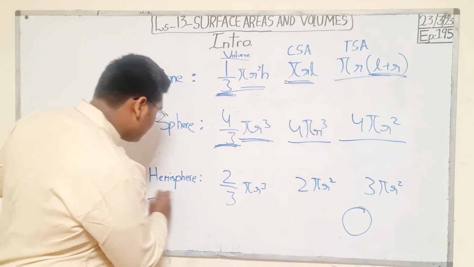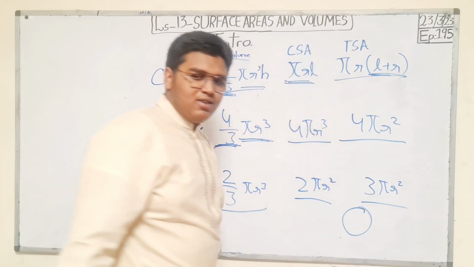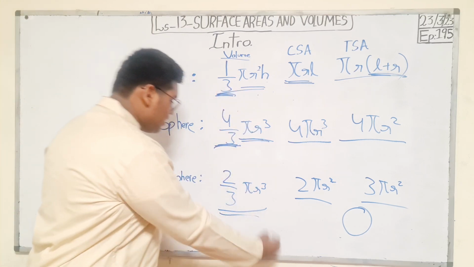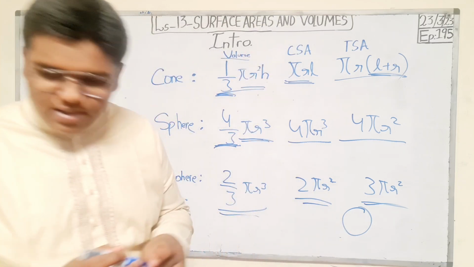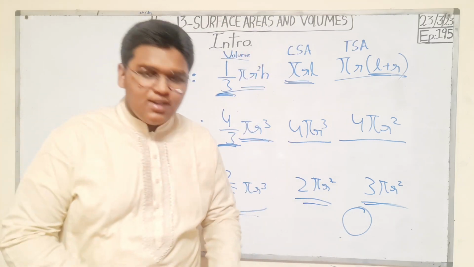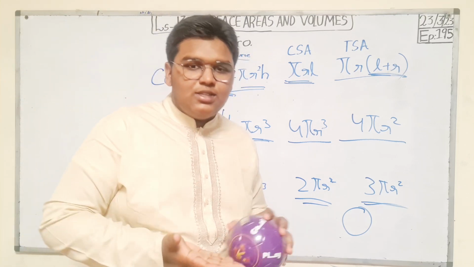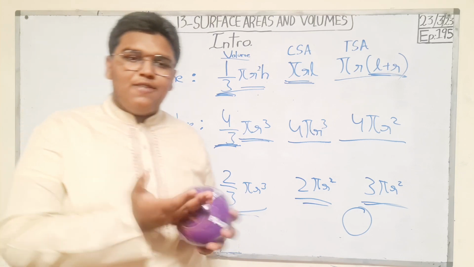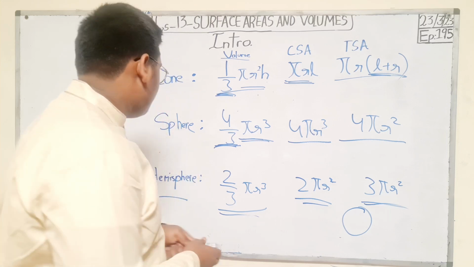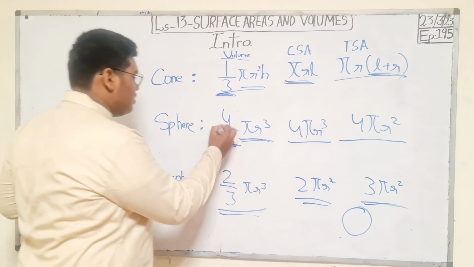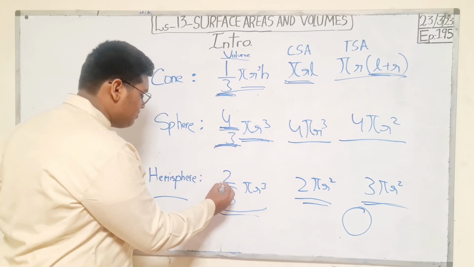Now the hemisphere: the volume is 2 by 3 pi r cube, the CSA is 2 pi r square, and the TSA is 3 pi r square. If we look at the hemisphere, it is basically the sphere halved, just cut from the middle. Here we have 4 in the sphere, and in the hemisphere we get 2.